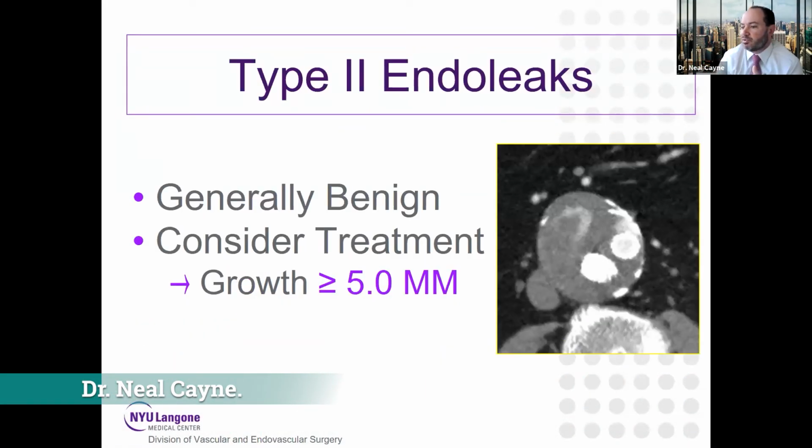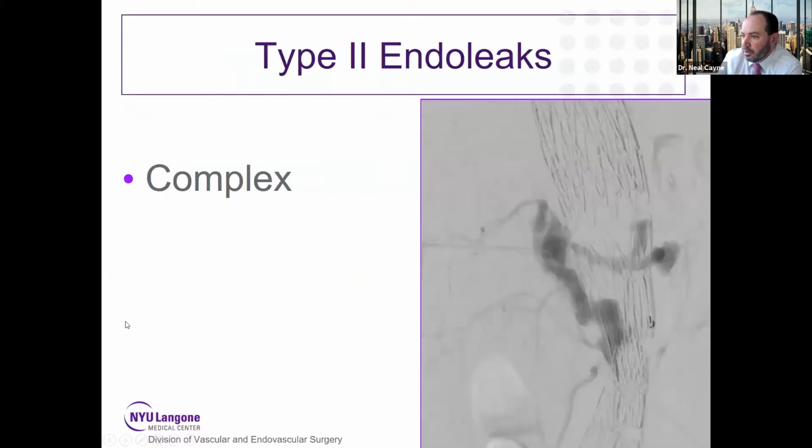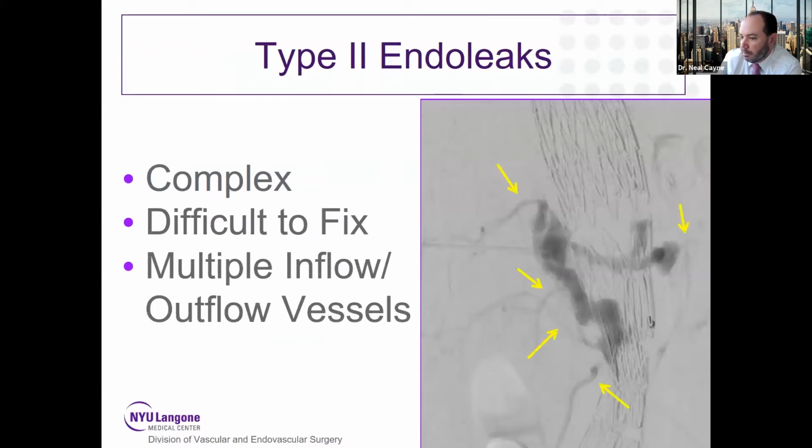So type 2 endoleaks are generally benign, and we only consider treatment when the aneurysm grows more than 5 millimeters and they have a persistent type 2 endoleak. Type 2 endoleaks are complex and they tend to be difficult to fix, and that's mostly due to the multitude of inflow and outflow vessels as seen by the yellow arrows on the right.